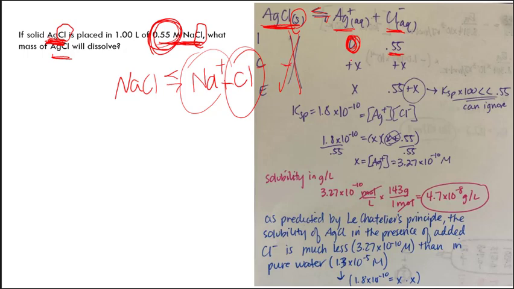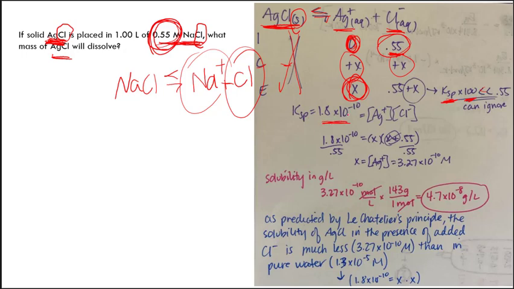Now I'm going to lose reactants and gain products. So at equilibrium, I will have X silver ions and 0.55 plus X chloride ions. Remember way back when I had those plus X's and minus X's? If I take that KSP and I times it by 100, if it's way less than my initial concentration, I can ignore it. So I'm going to then plug my equilibrium values in to my KSP expression.